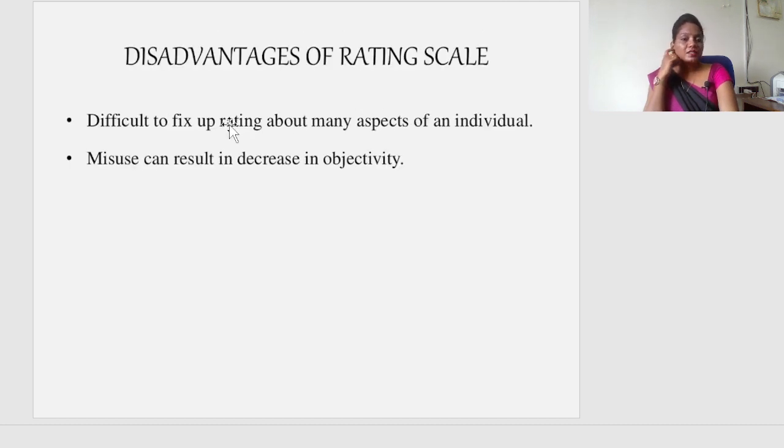And disadvantages are that it is difficult to fix a rating about many aspects of the individual, and misuse can be there by the user because it is a structured statement. So there is no scope for explaining further their thoughts or ideas. So this is all about rating scales, and it is a several times asked question for 5 marks.